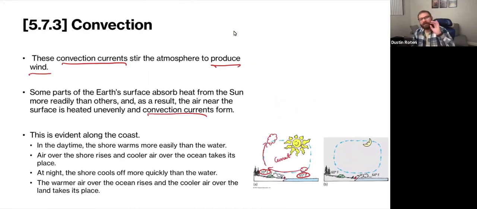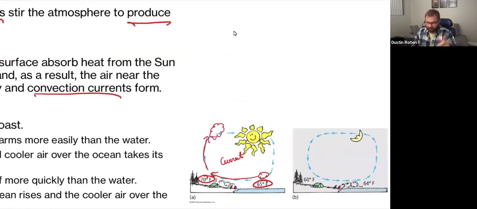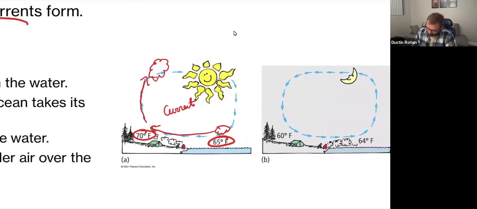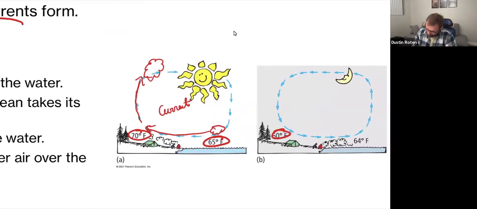Okay, but then in the same place, as soon as the sun goes down, the shore is going to cool off quicker. But the water, remember, it's a really good insulator. So the water is going to pretty much stay the same. So in that case, the warmer air over the ocean is going to rise and the cooler air over the land is going to take its place. So here you see the land is now cool, but the ocean didn't change much. It went from 65 to 64.